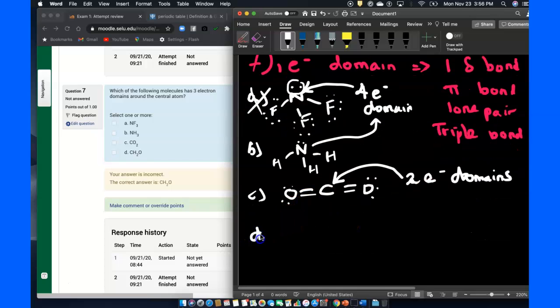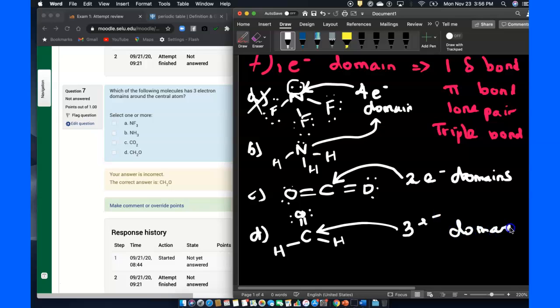And then for D, that's formaldehyde. By now you know its structure because you did the chapter on aldehydes. Anyway, you follow the steps that we followed in the first 3 chapters, and you'll find this structure. Now you have a double bond and 2 single bonds. This has 3 electron domains. So that's the answer. These other three are not.